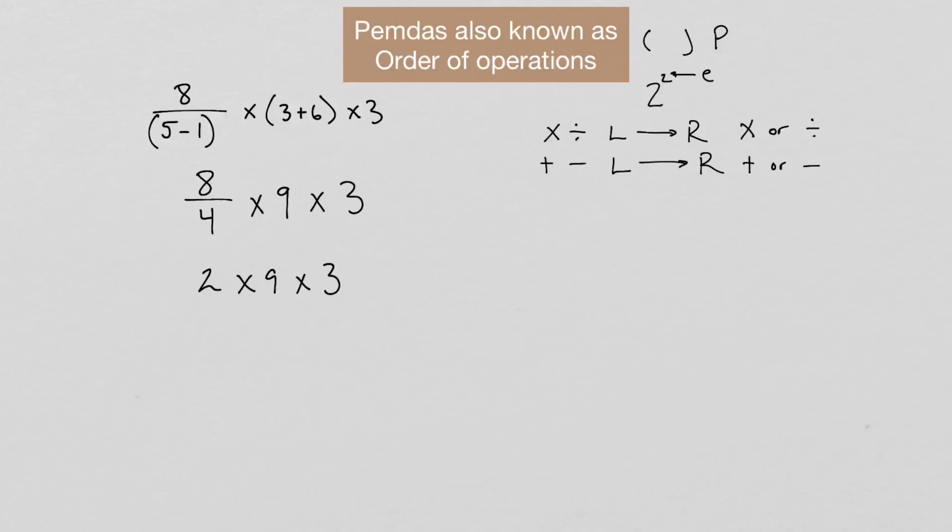So now we have multiplication. So 2 times 9, that gives us 18 times 3. 18 times 3, well, 20 times 3 is 60. We have to go back 6, so we're going to call that 54.